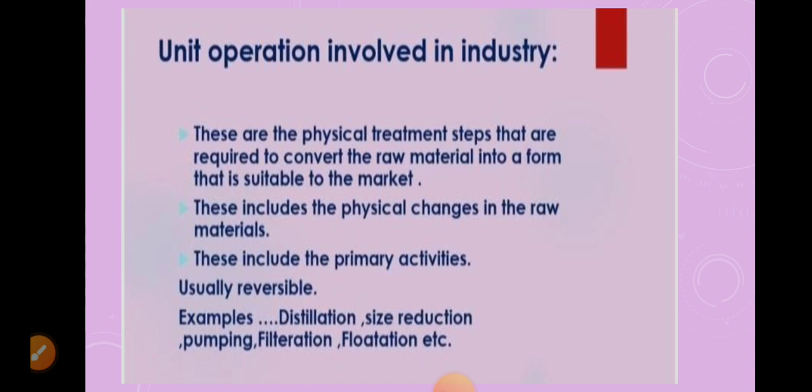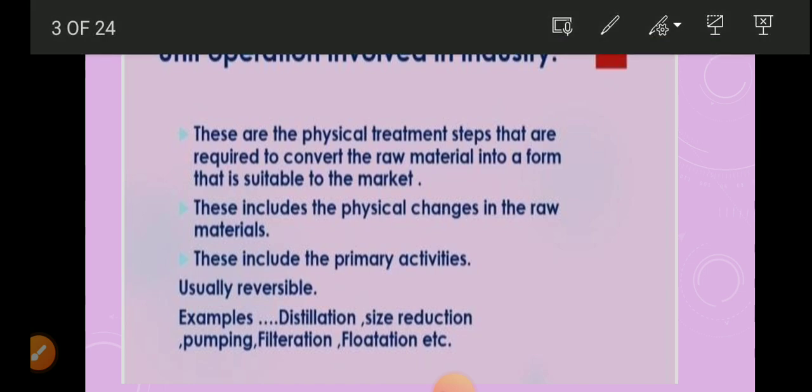Unit operations are the physical treatment steps that are required to convert the raw material into a form that is suitable for the market or suitable to form a product. These include physical changes in the raw material. They are the primary activity and usually reversible. It means the reagent does not undergo chemical change in its form. Examples: distillation, size reduction, pumping, filtration, flotation, classification, crushing, heat transfer, and so on.